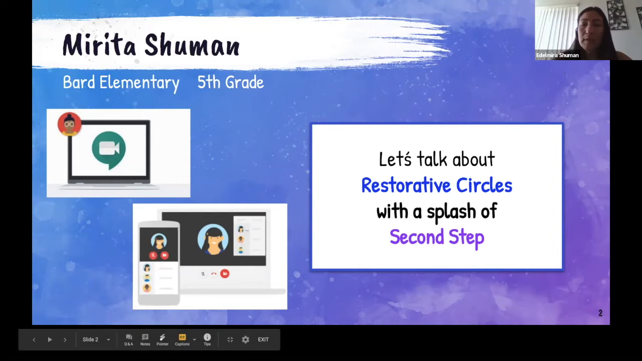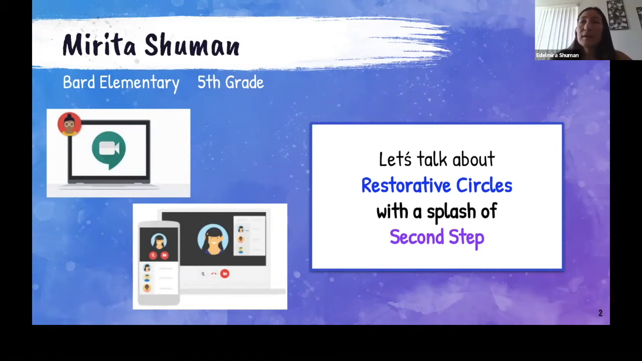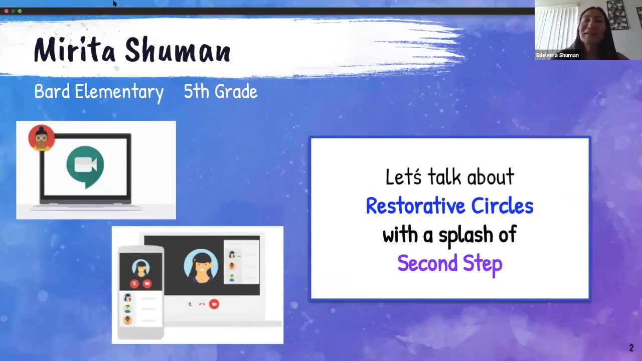We meet twice a week, and the students have become very comfortable with them, and I think they really like them. They'll remind us, are we going to do a restorative circle? So we always try to remember to do that.